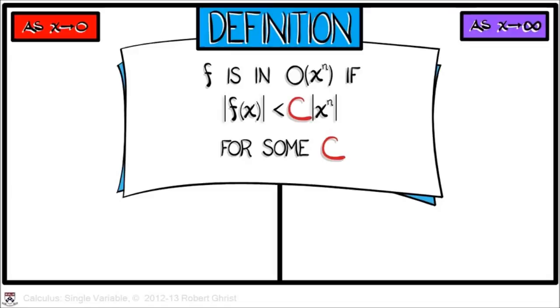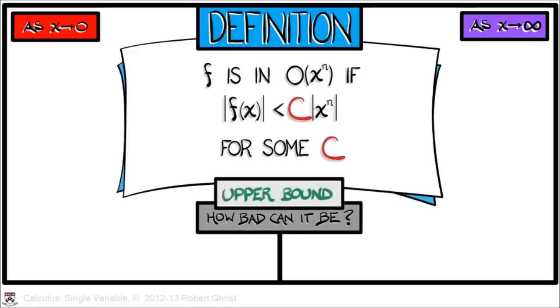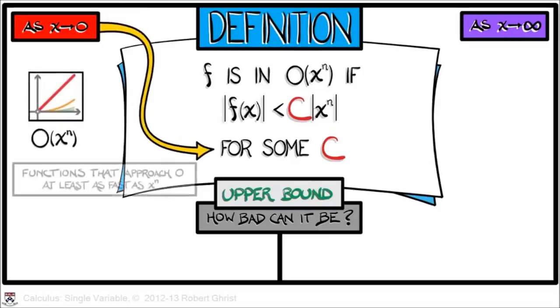Now, we're not saying exactly what that constant is. It's just some constant. And we're just getting an upper bound. We don't actually care about the value of c. We just want to control the growth. Now, there are two versions of this.